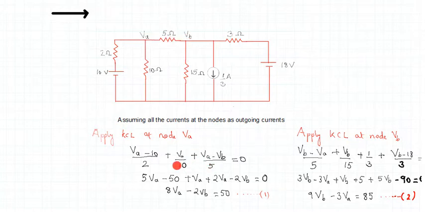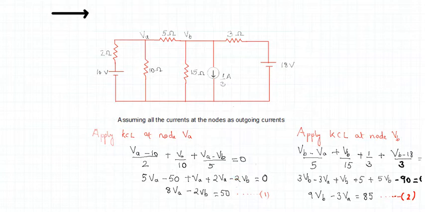And what does KCL say? The algebraic sum of all these currents. So we are adding all these currents and it is equal to 0. The algebraic sum of all the currents is 0. So this is how we applied KCL to the node A. Now what you need to do is simplify this.